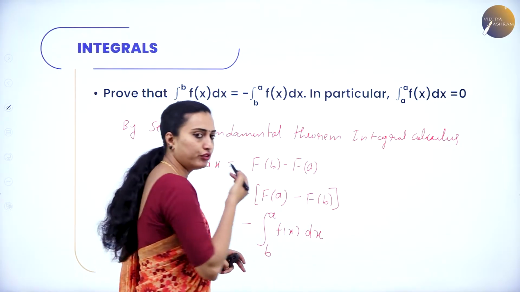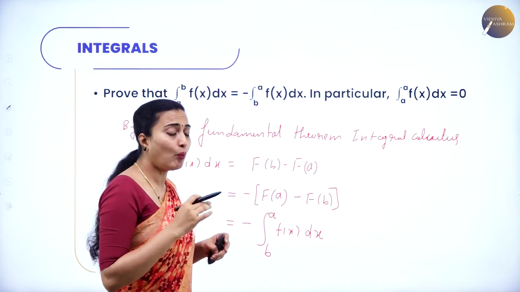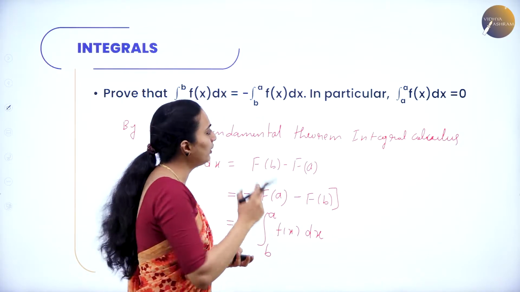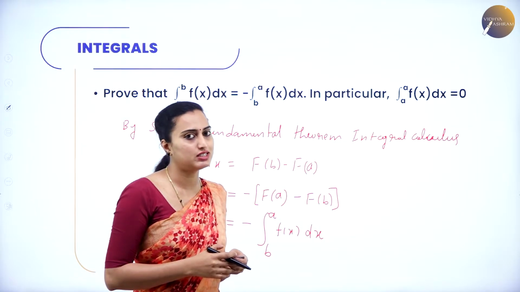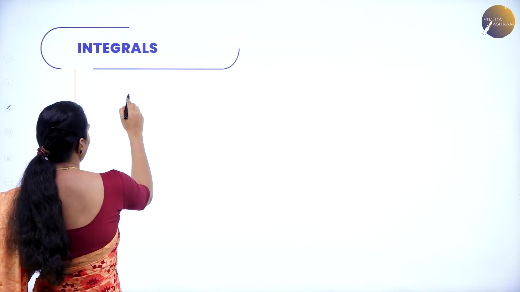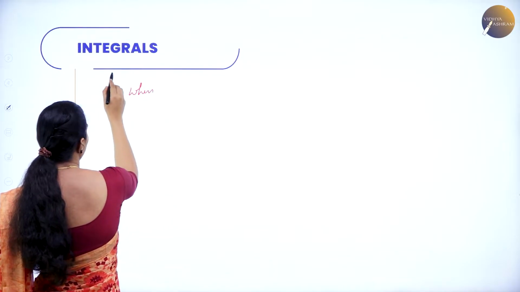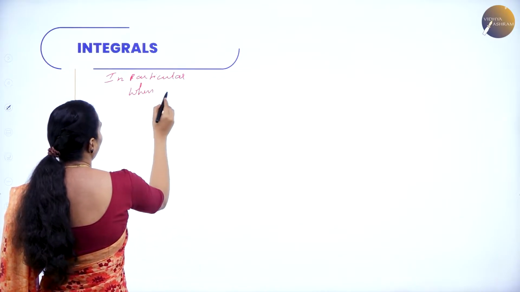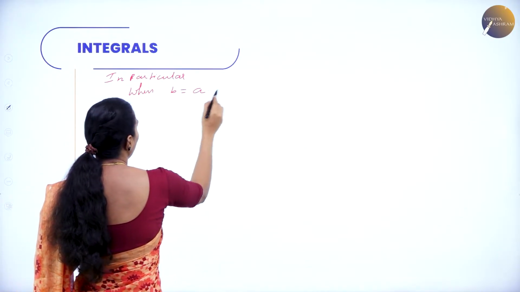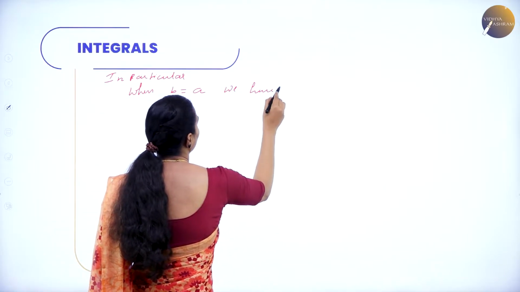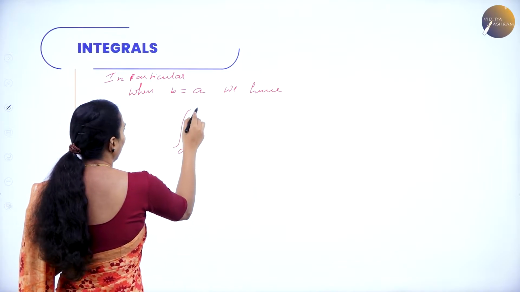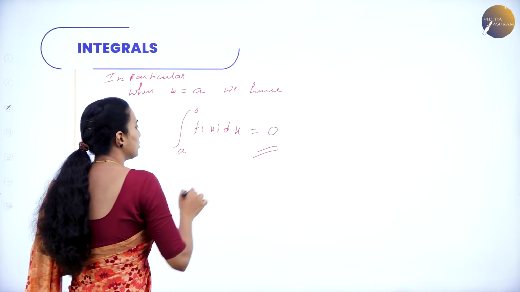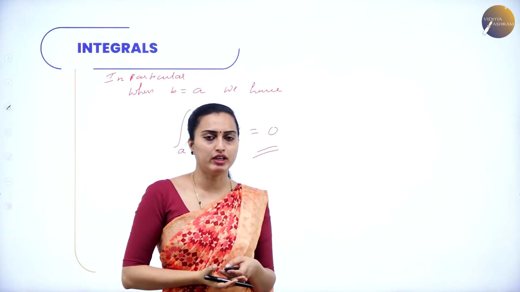And this is what the proof will be. Now here, when b becomes a, that means whenever the lower limit b is equal to a, you are going to get integral a to a f of x dx is equal to 0. So in particular, when b is equal to a, we have integral a to a f of x dx is equal to 0. And this is what the proof of that property leads to.